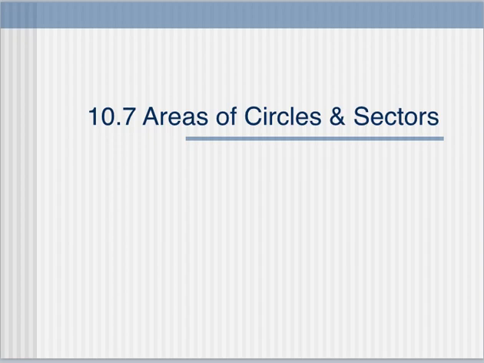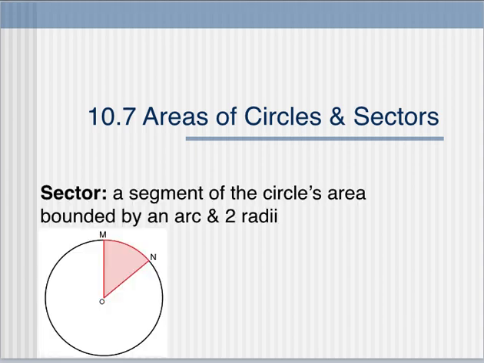Today, you'll learn how to apply what you know about area of circles to finding area of sectors of circles. A sector of a circle is technically defined as a segment of the circle's area bounded by an arc and two radii. The word bounded in this definition really just means contained. So when they say it's a segment or a piece of the circle's area bounded by an arc and two radii, they mean it's a section of the circle that's contained by an arc and the two radii that go from the end of the arc to the center of the circle.